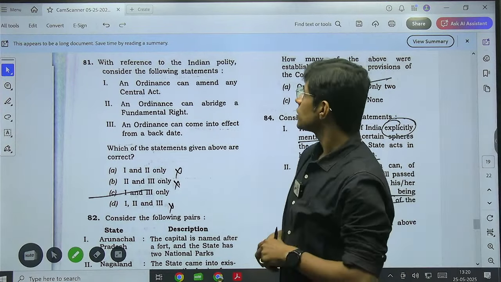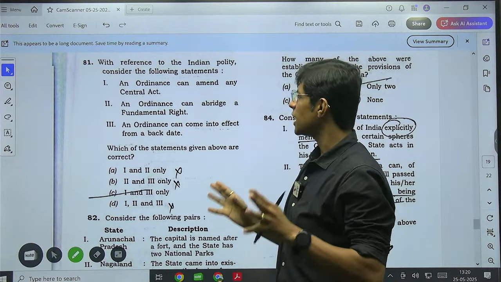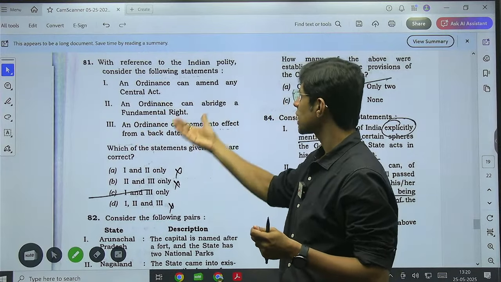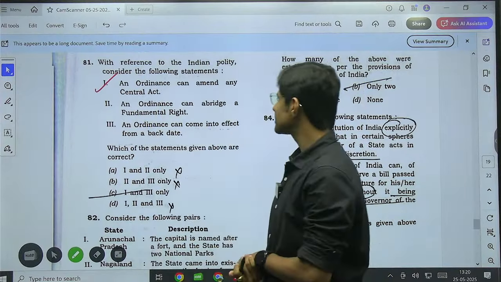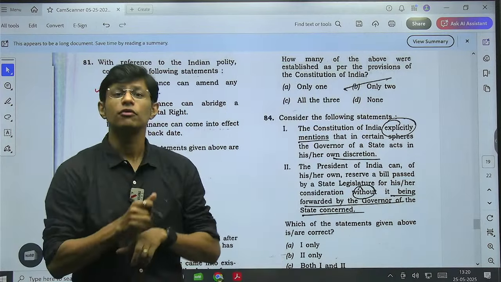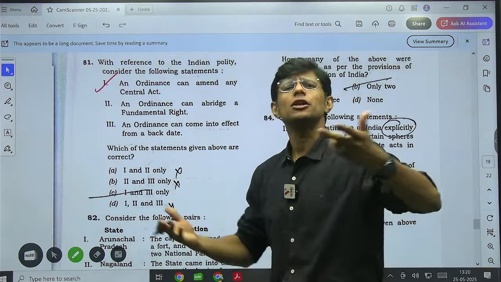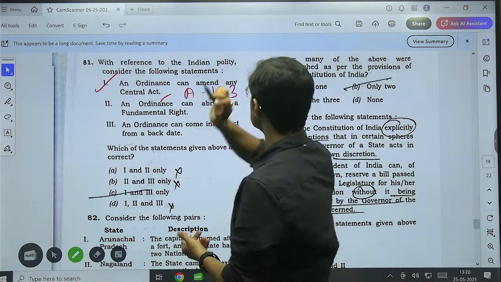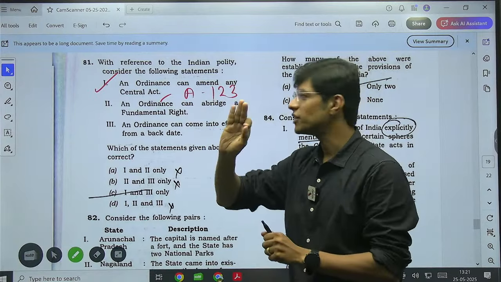Okay. With reference to the Indian polity, consider the following statements. An ordinance can amend any central act. Ordinance has the same force and effect as that of a law. So, ordinance can amend any central act. This is absolutely correct. An ordinance can abridge, which means violate, a fundamental right. Now, can a central government law violate a fundamental right? No, simply no. Which means an ordinance, which is nothing but a temporary law mentioned in Article 123 of the Indian Constitution, can abridge a fundamental right? No, it cannot violate a fundamental right.